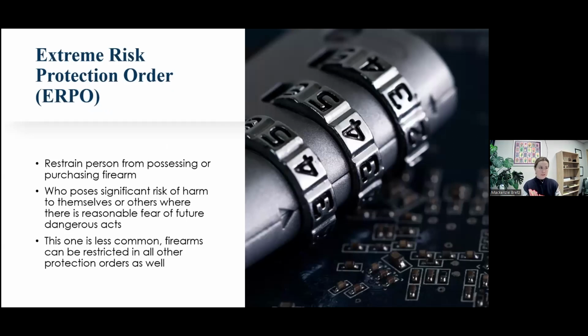Extreme risk protection order. So this really has more to do with restraining someone from possessing or purchasing a firearm. You would bring this in an instance where you had an encounter with someone or someone was really threatening to use a firearm on someone else or on themselves. In domestic violence protection orders, you can ask for a restriction of firearms. This order is a little less common, but if you have a specific instance involving a firearm or involving someone's use of it, this may be the better route to go.